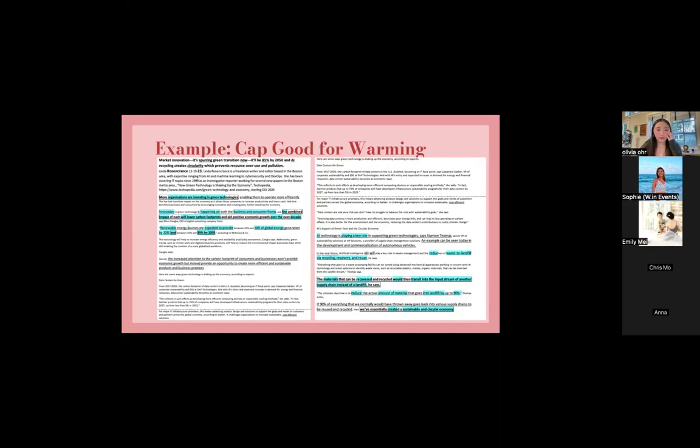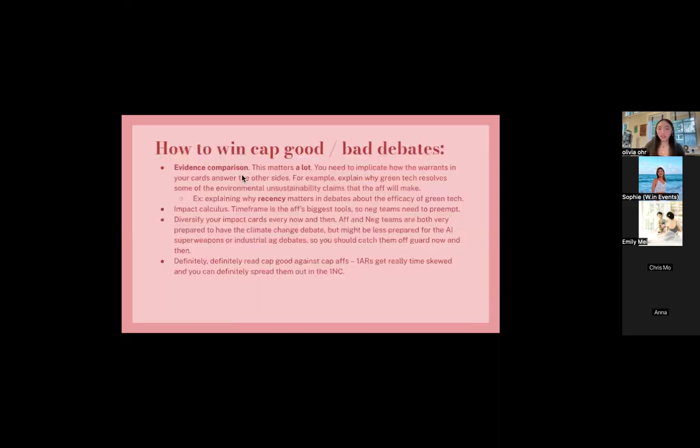Okay, generic tips for cap good/bad debates. First is evidence comparison. So this definitely matters a lot. This is the most important thing when it comes to these types of debates. So you need to implicate specifically why the warrants in your cards are better than the other side's.